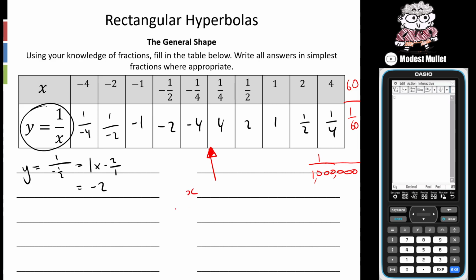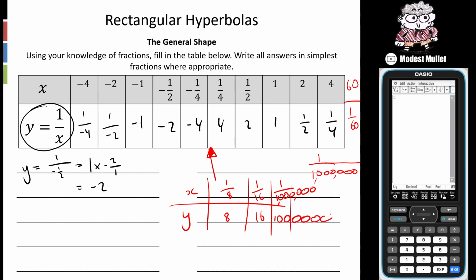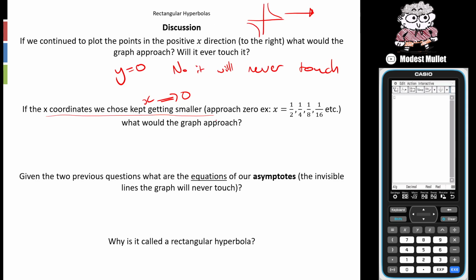So same thing, we can interpret some more values in here and think about what happens. Well, if x equals 1 on 8th, y is going to be 8. If x is equal to 1 on 16th, same. We put 1 on 1,000,000 in there. Okay, y will equal 1,000,000. So our y values are actually approaching infinity. As we get closer and closer, like we did 1 on 1,000,000,000, well, y is 1,000,000,000. We're getting really, really close.